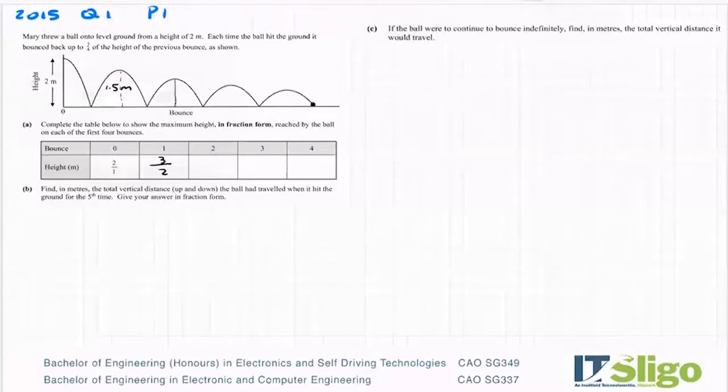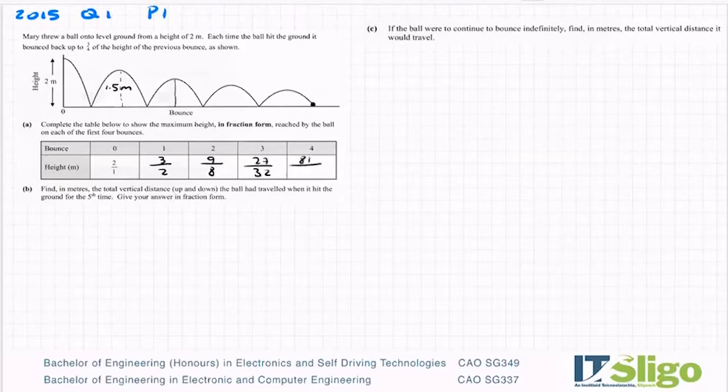The height of this one is 3/2 multiplied by 3/4. So 9/8. 3/4 of that is 27/32. And 3/4 of that, 81/128. Okay, so they are the heights of the bounces.